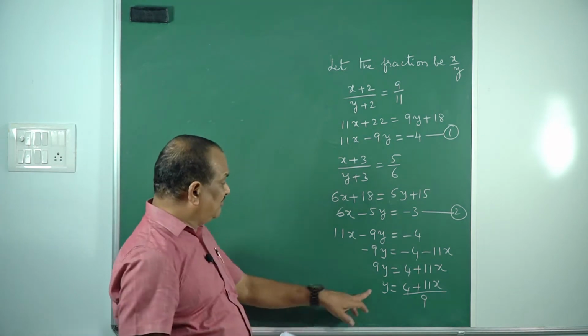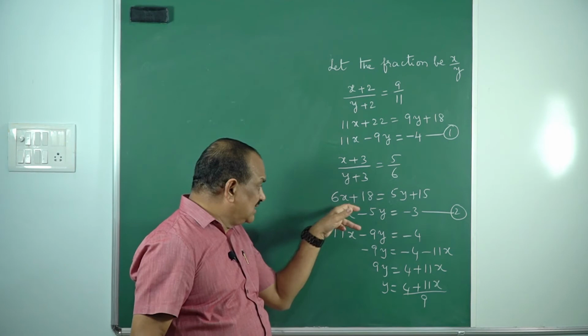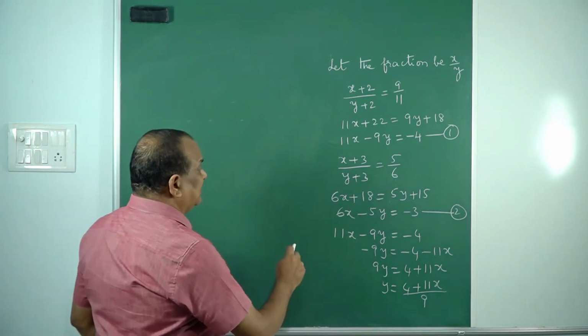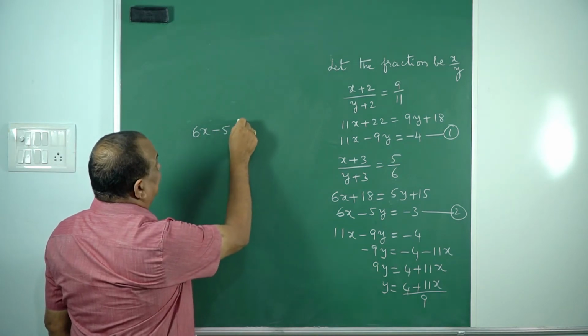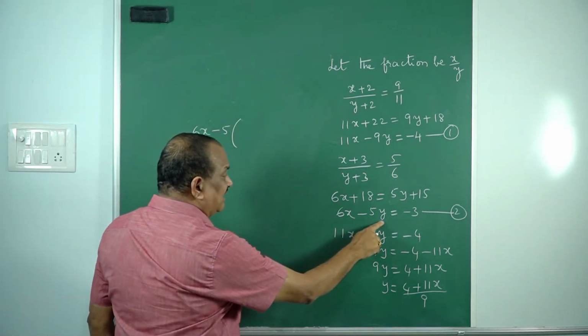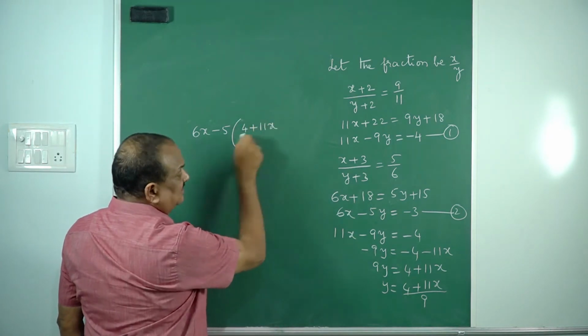Now, having got the y value from the first equation, this y value will go into the second one. Okay, that's what we need to do. Like here, 6x minus 5 times, in place of y, I substitute this one, 4 plus 11x by 9.